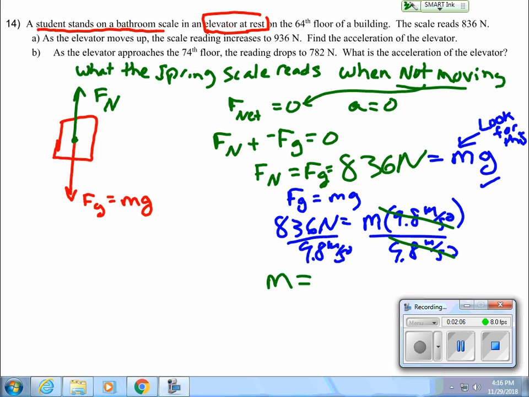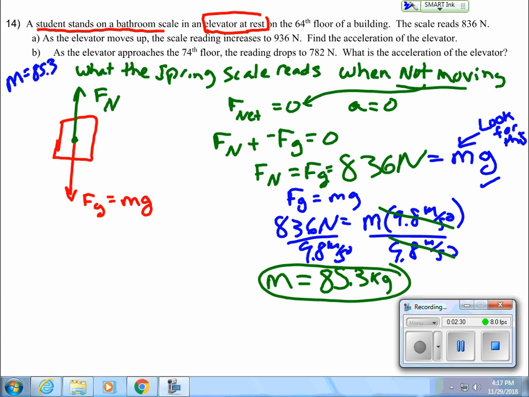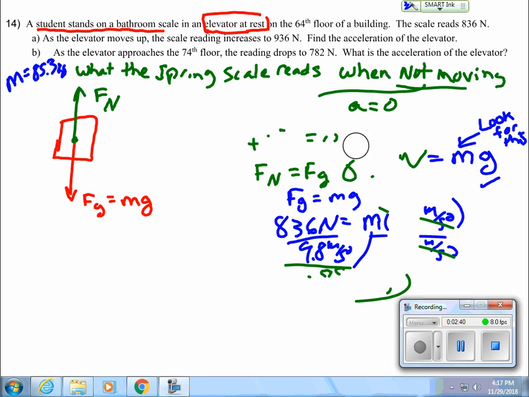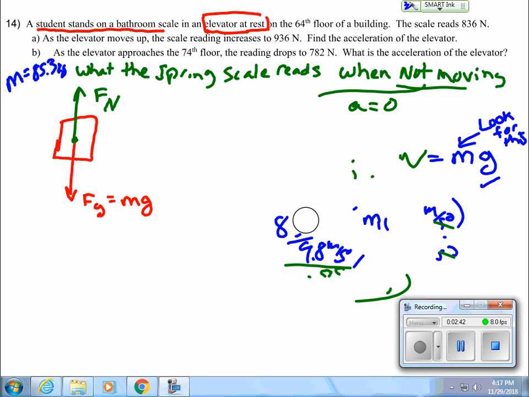Mass is now equal to 85.3 kilograms. Voila, that's important information. We're going to need that later. There is the start to get to A. All right, I have to erase all this, but I want you to remember that mass is 85.3 kilograms. That's how you find it. I've got to erase all this and get me some more room.